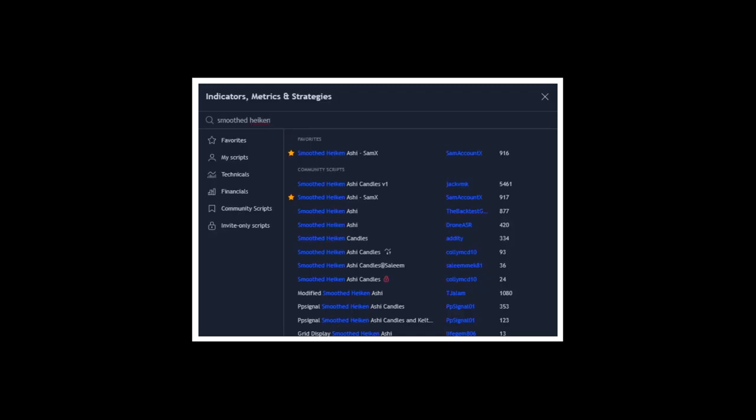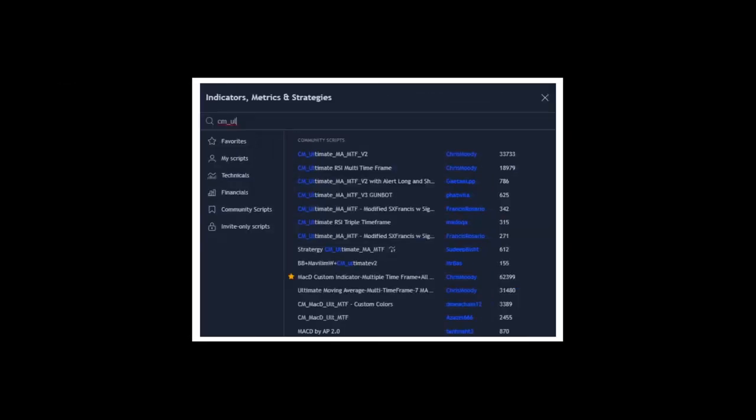Now, getting onto the important indicators, we have two more to add to our chart. The second indicator we'll be adding is the Smoothed Heikinashi indicator by Sam X. I've used this a couple times on the channel now, and it is really good at predicting trends and is very consistent with all the strategies I have used it for. Finally, go up to indicators again and type in CM_U. And it's the CM Ultimate MA indicator by Chris Moody. You can see this is a very popular indicator, and in a minute I'm going to show you exactly why.